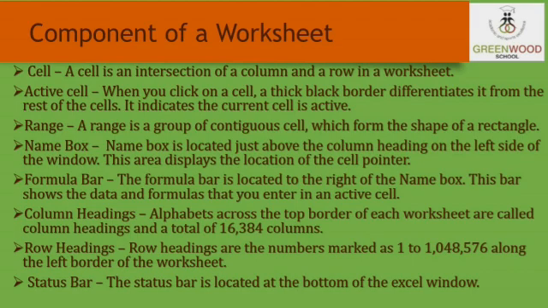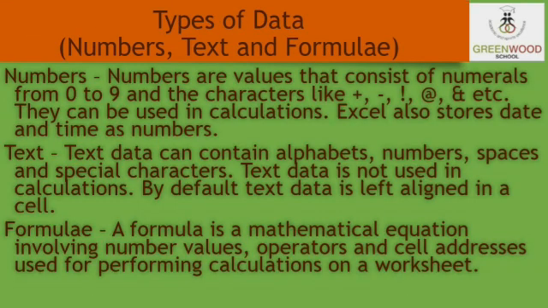Remember, column headings, that is alphabet A till XFD, consist of a total of 16,384 columns, and row headings are marked from 1 to 1,048,576.